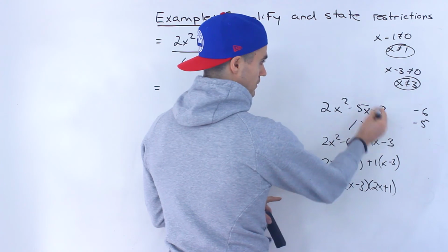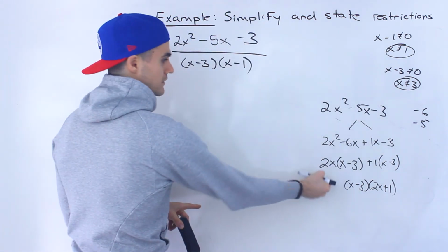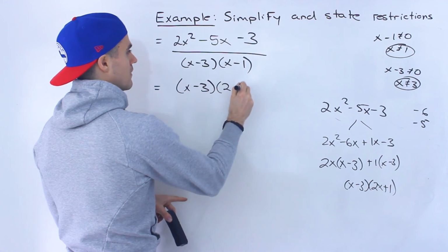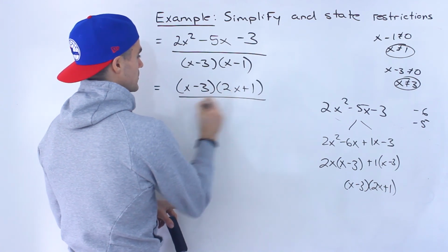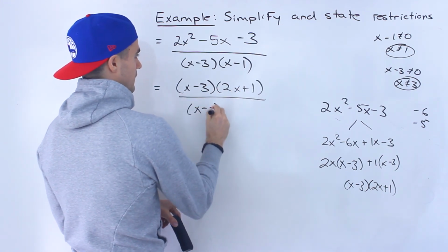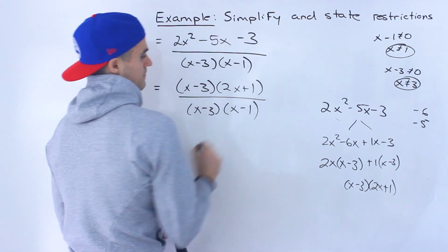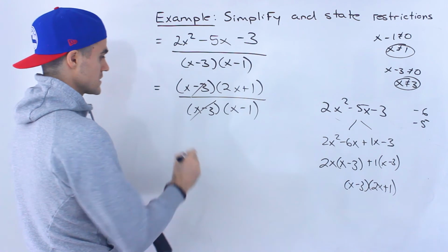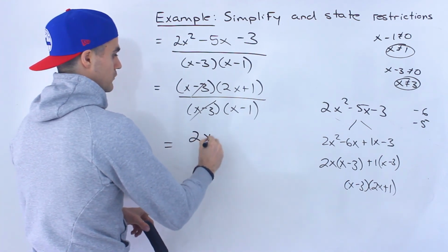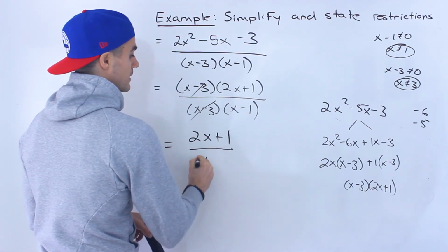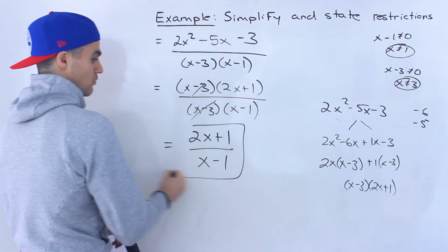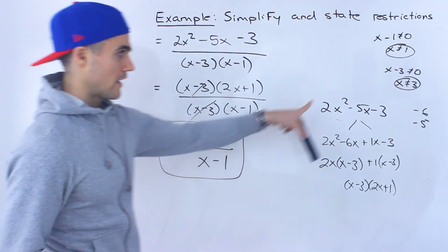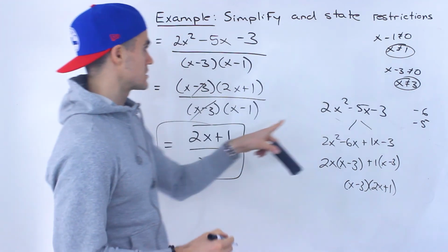So check this out. This numerator factors into that, and notice what happens in this case. This and that cancel out. The x minus 3's cancel out. And so we're left with 2x plus 1 over x minus 1. So that actually ends up being the final answer. And those are the two restrictions.